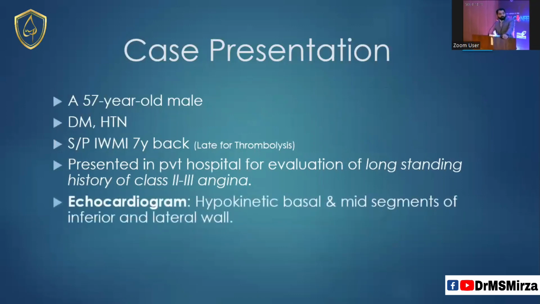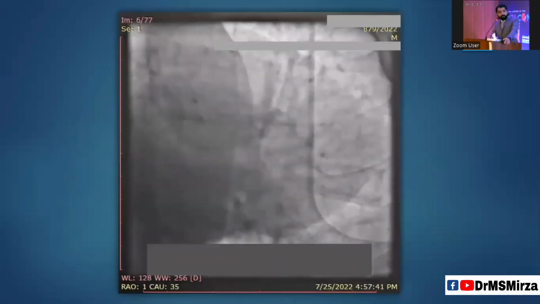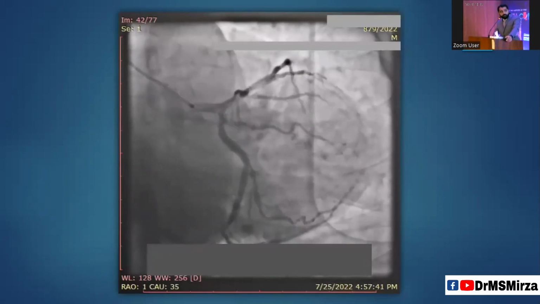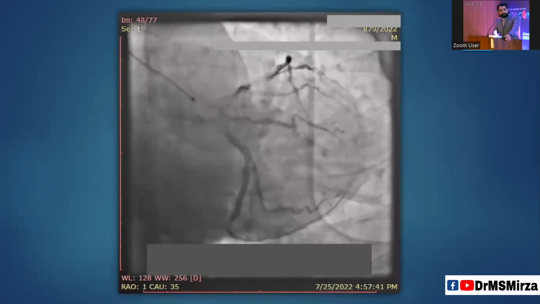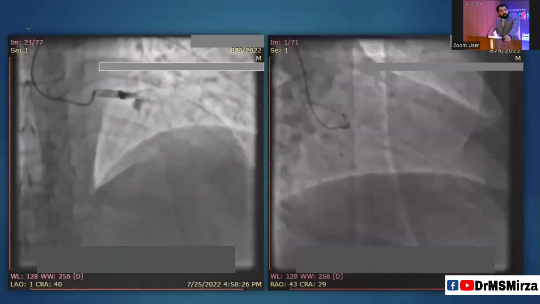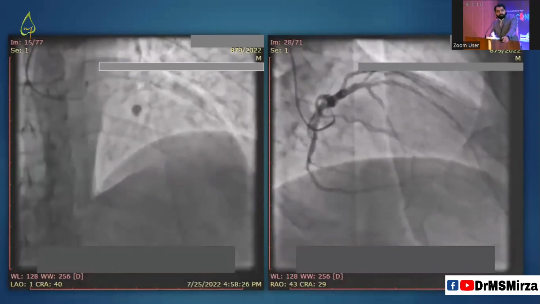His echocardiogram was done, which showed hypokinetic basal and mid segments of inferior and lateral wall with ejection fraction of 45%. His baseline coronary angiogram was done through right radial approach, which showed a normal bifurcating left main stem originating from the left sinus. CIRC is a codominant vessel with mild irregularities, and OM2 shows only moderate disease in the proximal segments. LAD exhibits no significant stenosis, only mild irregularities throughout its course.